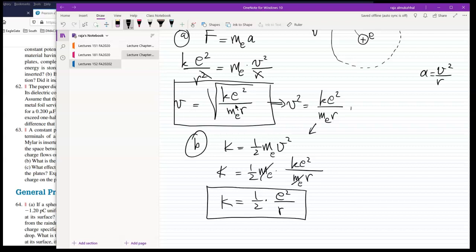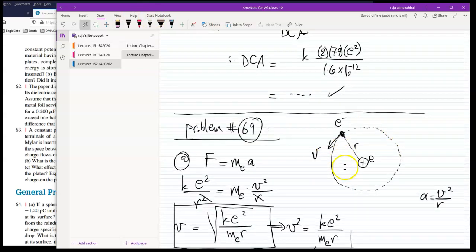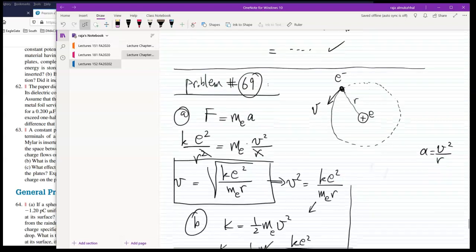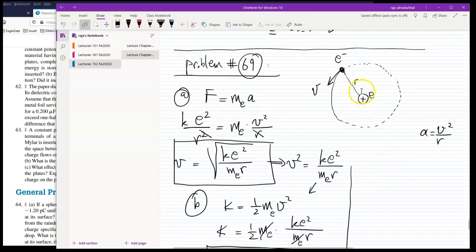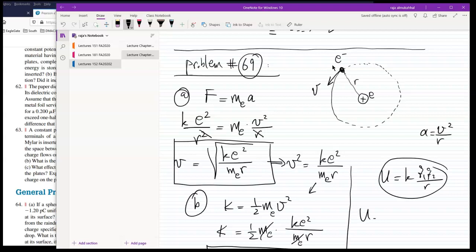Now let me show you something. I'm not sure how many of you are seeing what's going on here, but let me show you something. Go back to the picture right here. If I ask you what is the potential energy between the proton and the electron, remember the potential energy U? What is it equal to in general? K Q1 Q2 over R. Remember that? This is the formula, right? Well, let's apply it to the hydrogen atom.